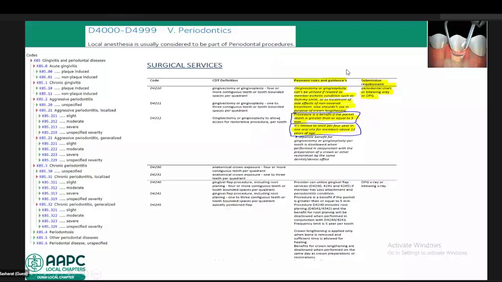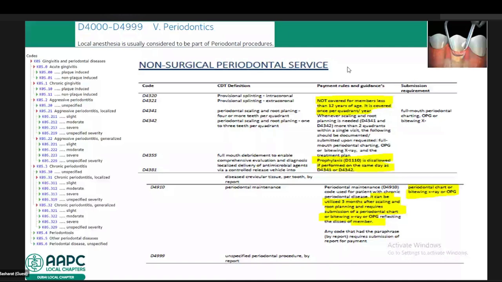Some more guidelines for the periodontal. Okay, this is about the splinting. Not covered for members less than 12 years of age. It is covered once per quadrant per year. Okay, about the periodontal maintenance. The periodontal maintenance code is for patients with chronic periodontal disease. It can be utilized 3 months after scaling and root planing, and requires submission of the periodontal chart, bitewing X-ray, and OPG. So we require all these things when you are billing periodontal maintenance.